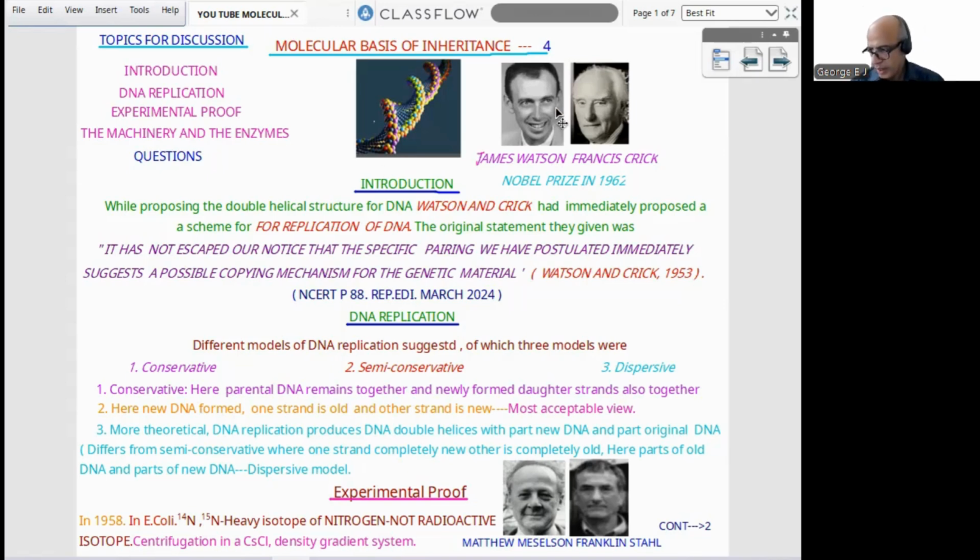And the photograph of Watson and Crick, now you become familiar. Nobel Prize they got in 1962. And the statement is NCERT page number 88, reprint edition, March 24. Now we'll be entering into DNA replication.